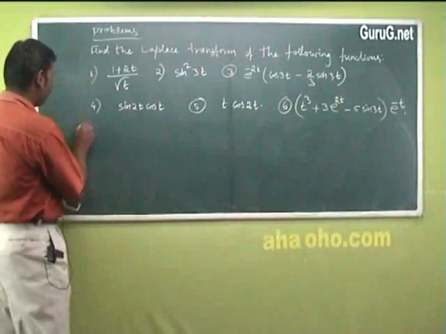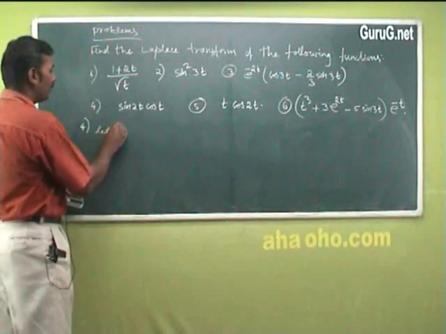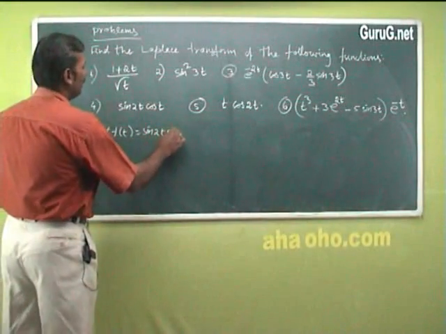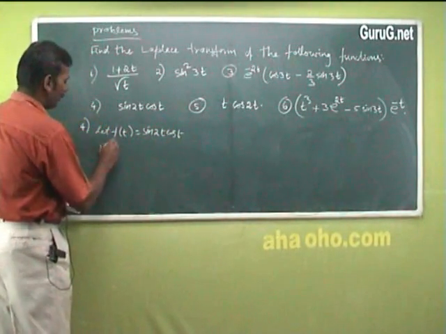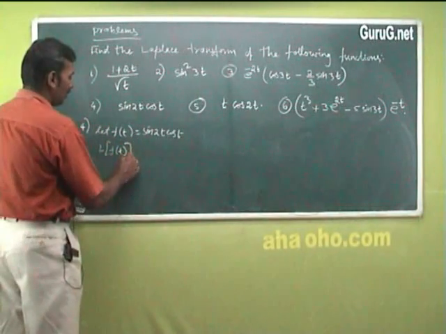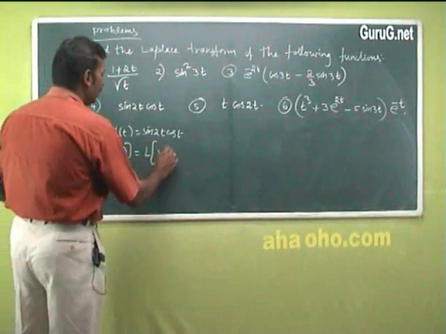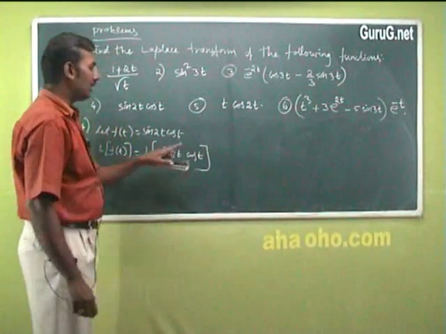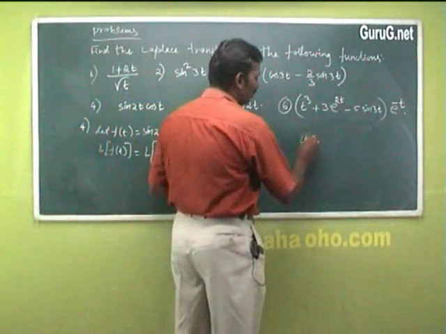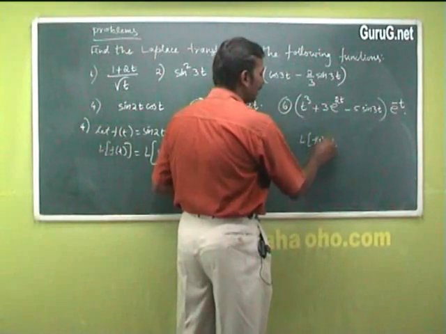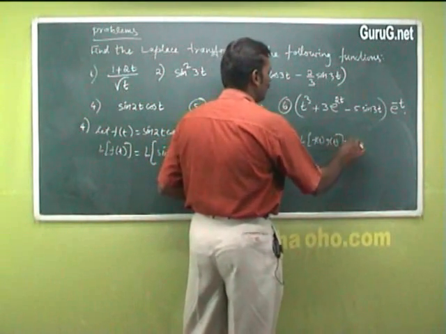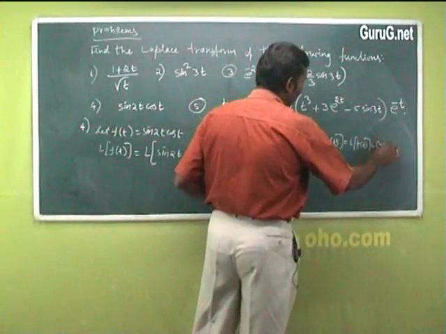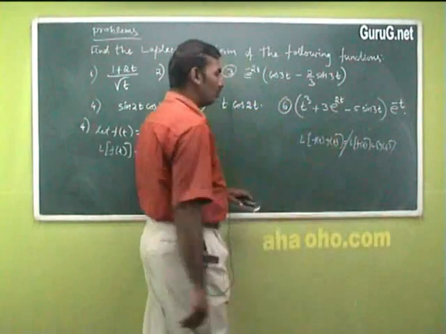Now the fourth problem: let f of t equal sin 2t cos t. So L of f of t equals L of sin 2t into cos t. This is a product, so this result is not true. L of f of t into g of t is not equal to L of f of t into L of g of t. This is not true, so we can't take the Laplace individually.